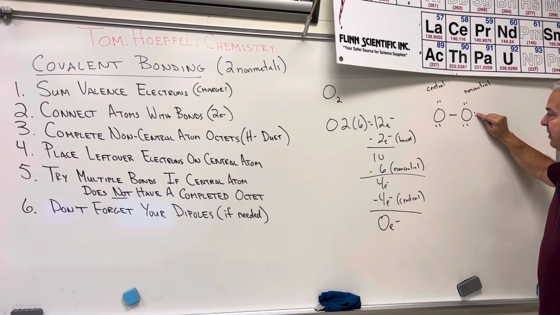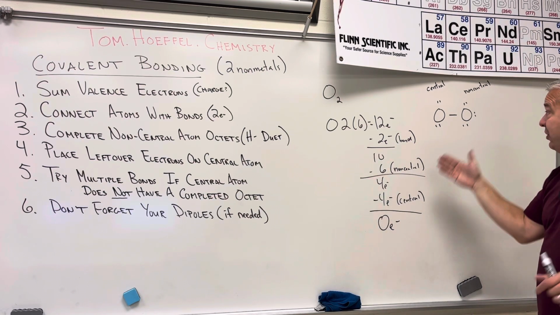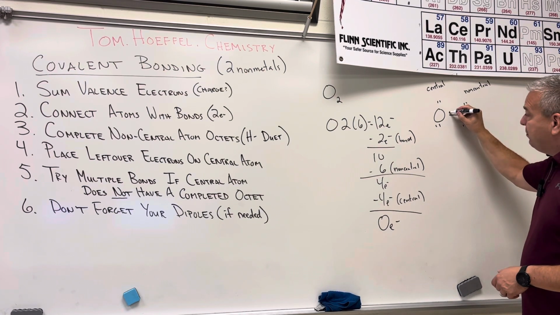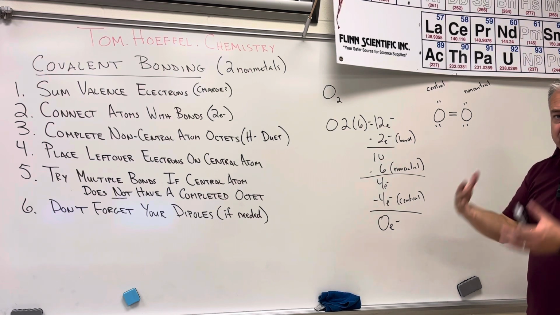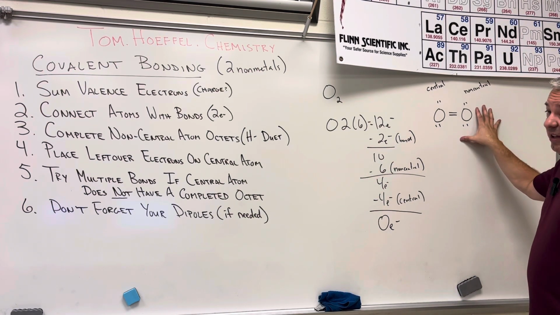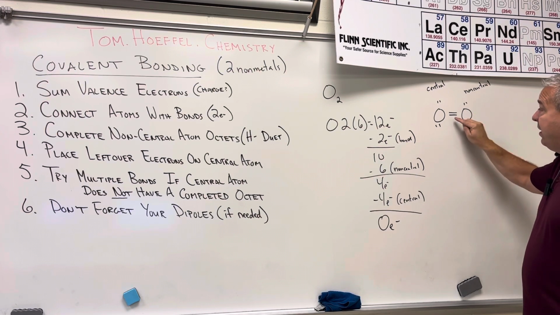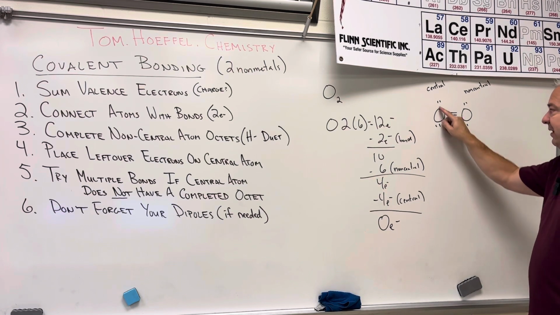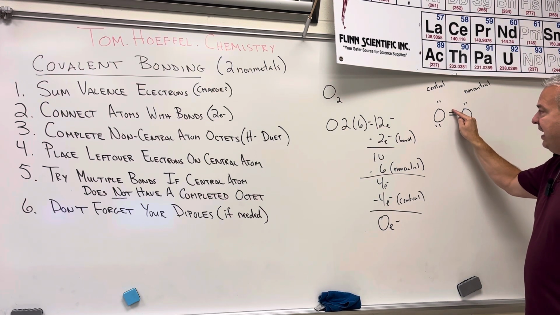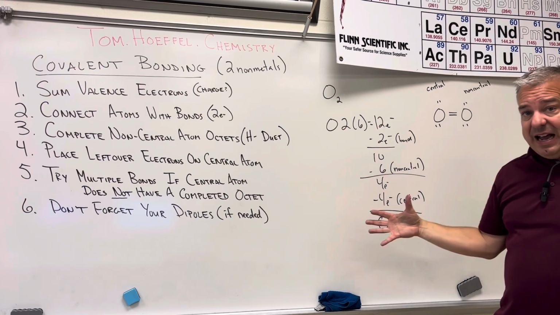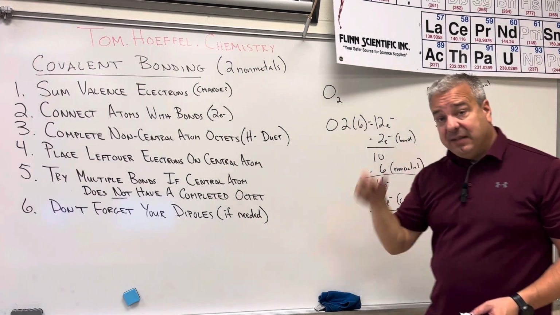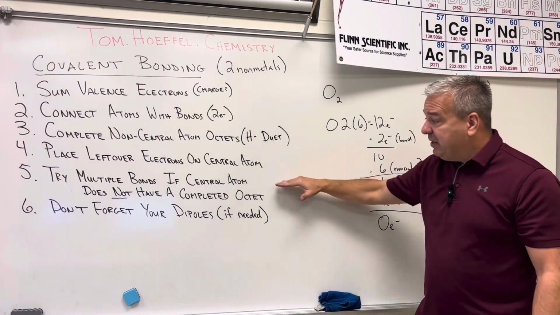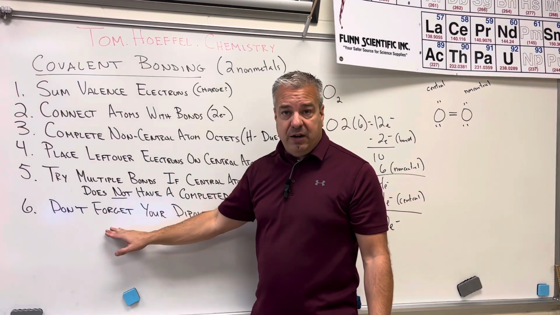So I'm going to take these 2 electrons that are currently unshared. They belong to the non-central atom. But I'm going to erase them and make them shared. And when I start sharing them, this still has a completed octet. 2, 4, 6, 8 electrons. And now the central atom also has 8 electrons. 2, 4, 6, and 8. So this is how you would handle multiple bonds if your central atom does not have a completed octet. So that completes step 5, and then step 6 says don't forget your dipoles.